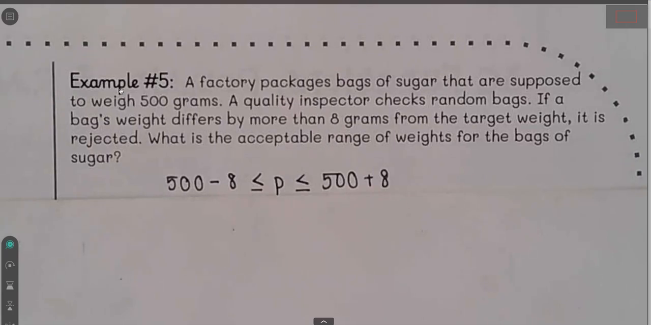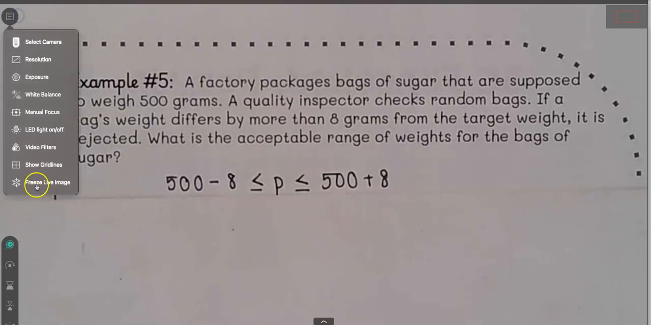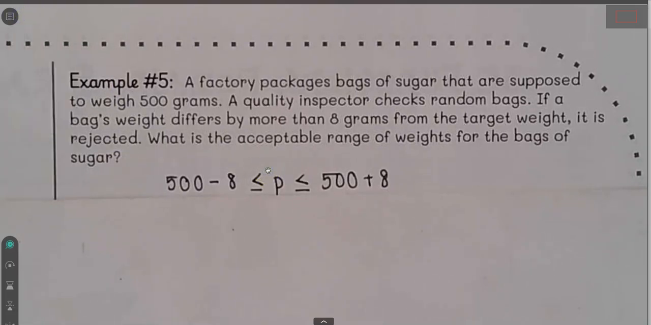Any other questions? Do you guys feel like you can solve this? Please solve. You don't have to graph it. You don't have to give me interval notation. Just solve the inequality. When you have your answer, please hold up your board.